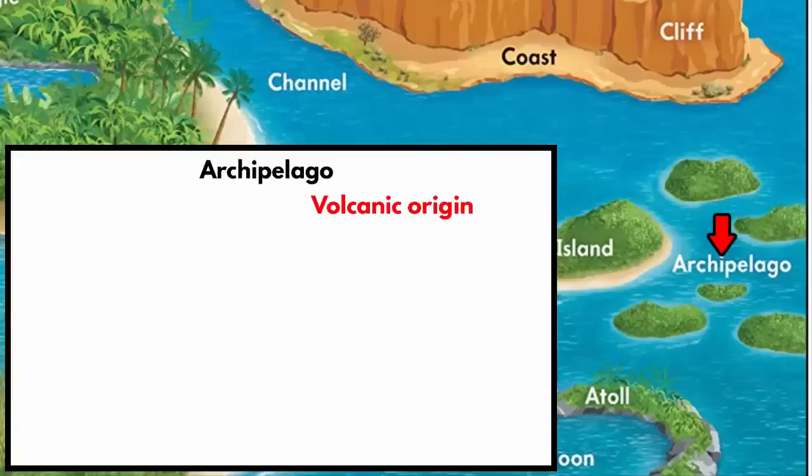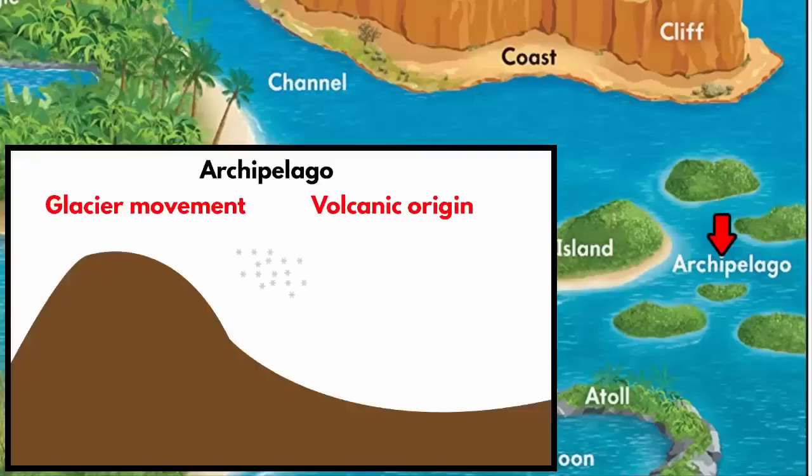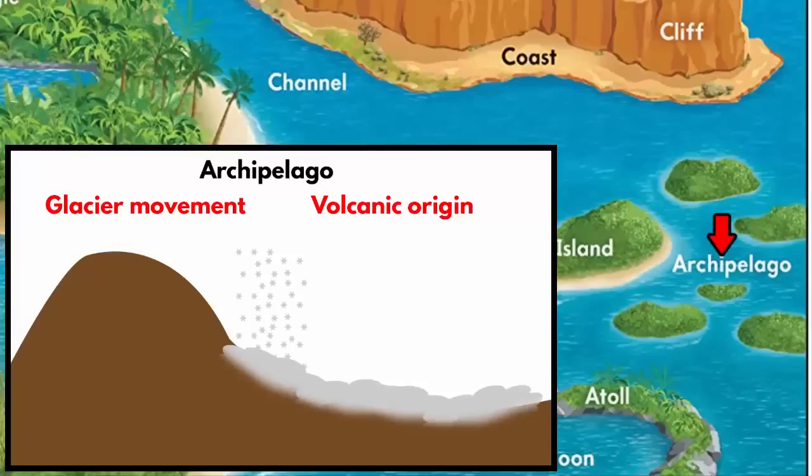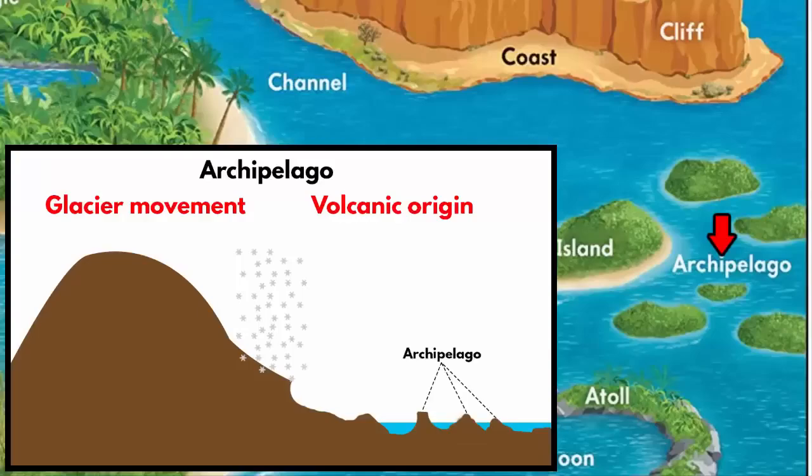There is another way archipelagos are formed. That is through glacial activity. We know that a glacier is a large piece of ice that moves very slowly. When glaciers move, they cut out the land, creating a depression, and then it fills in with water, and this creates islands that weren't there before. Many archipelagos that are found in lakes and rivers were created by glacial activity.